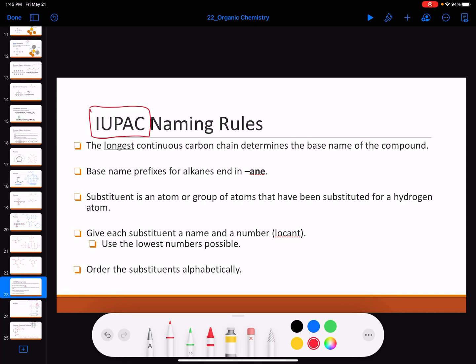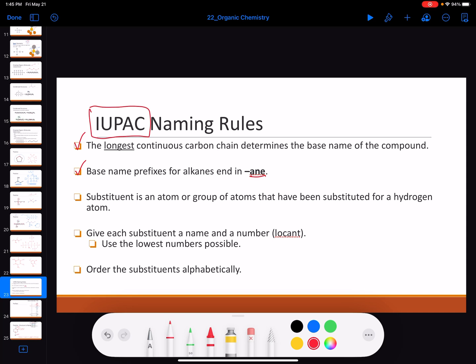So here are the rules. First off, we're going to always look for the longest continuous carbon chain, okay? So like, oh, it has 6 carbons in it, and we're going to learn some prefixes on the next slide. So the prefix for 6 is hex, so I'm going to call this hexane, okay? The base name, the A and E ending, tells me that it contains only single bonds. We call these alkanes. So they have only carbon-carbon single bonds.